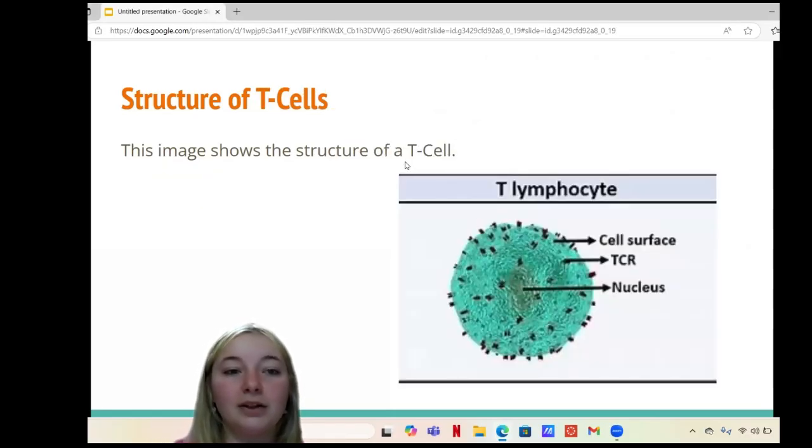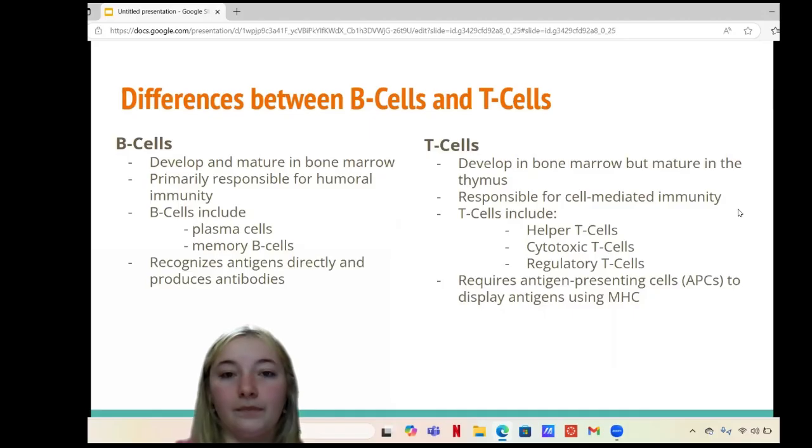So here we have the structure of a T cell. This image isn't as complex as the other one, but in general it has the cell surface, which is the blue that you see here. The nucleus is this dark inner area that is below the cell surface. This is an outside view. And these are the TCRs all around it.